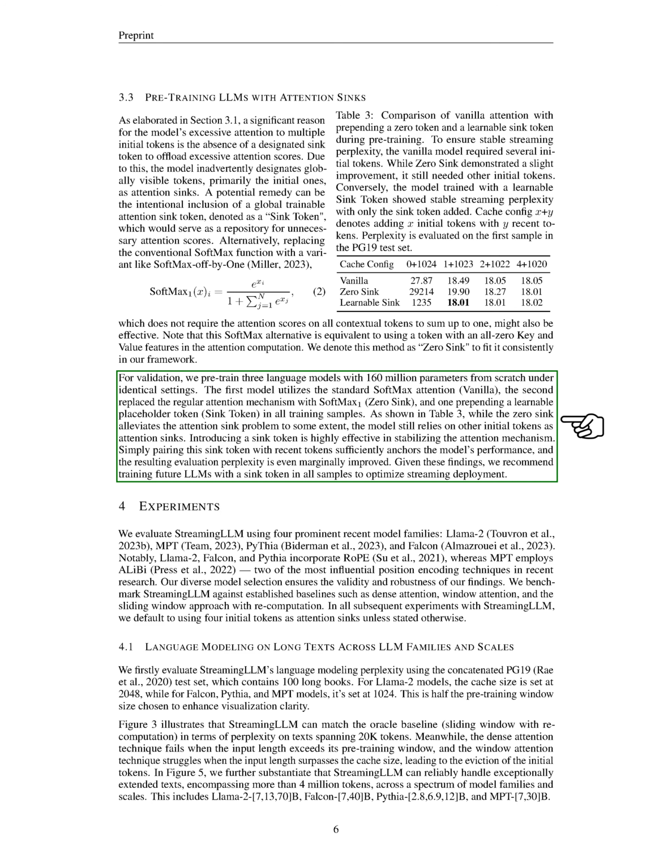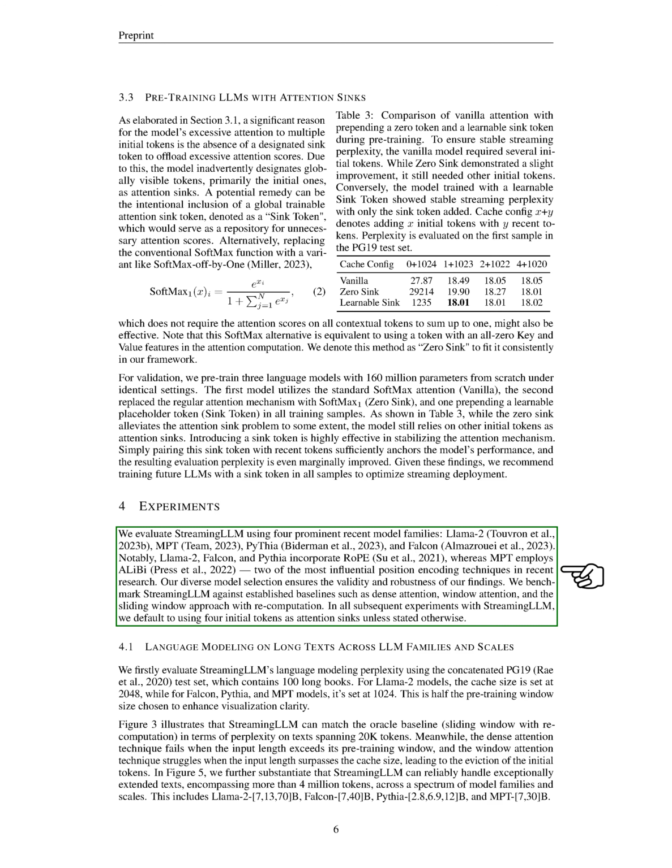In our experiments, we evaluate StreamingLLM using 4 prominent recent model families: Llama 2, MPT, Pythia, and Falcon. Llama 2, Falcon, and Pythia incorporate RoPE, whereas MPT employs ALiBi, 2 of the most influential position encoding techniques in recent research. We benchmark StreamingLLM against established baselines such as dense attention, window attention, and the sliding window approach with recomputation. In all subsequent experiments with StreamingLLM, we default to using 4 initial tokens as attention sinks unless stated otherwise.